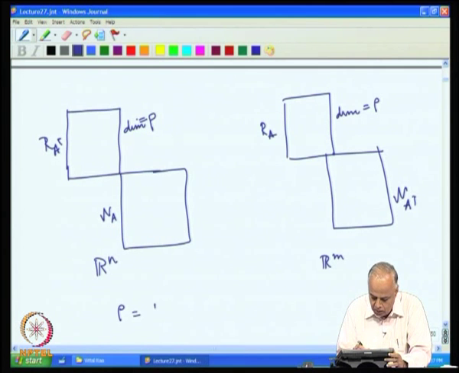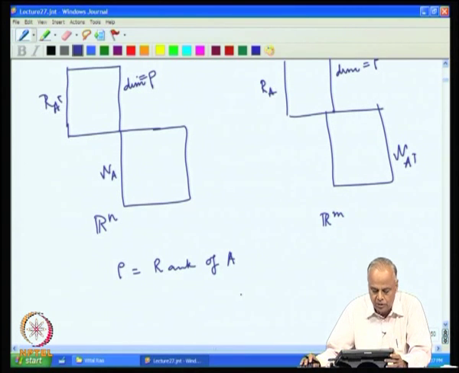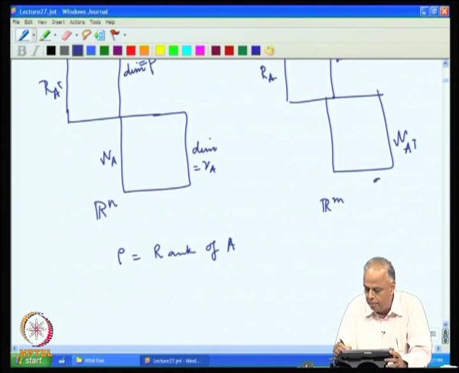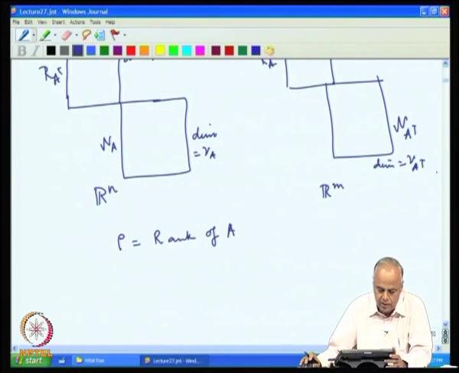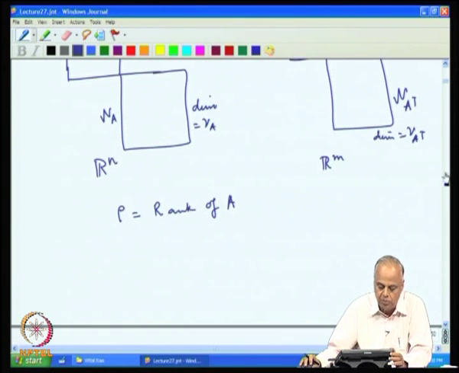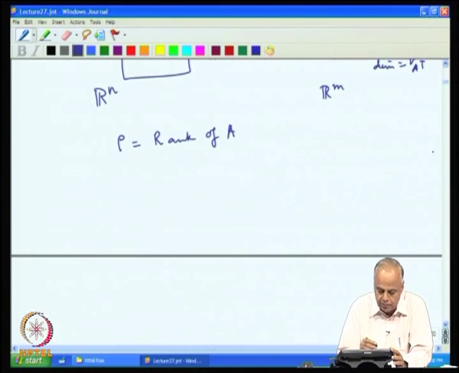So, rho is the rank of A. From now on we will not write rho sub A, because rho sub A is the same as rho sub A transpose. The dimension here is nu A and the dimension here is nu A transpose. As we mentioned in the last lecture, our basic aim will be to find orthonormal bases for the 4 subspaces in such a manner that it helps our problem of analyzing the matrix.